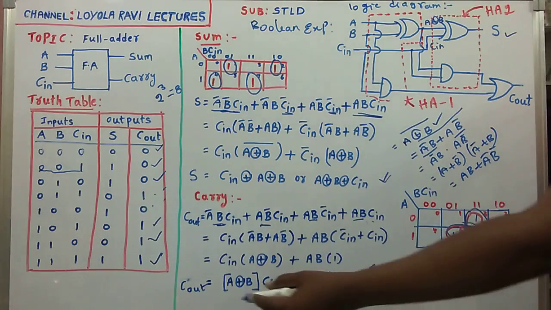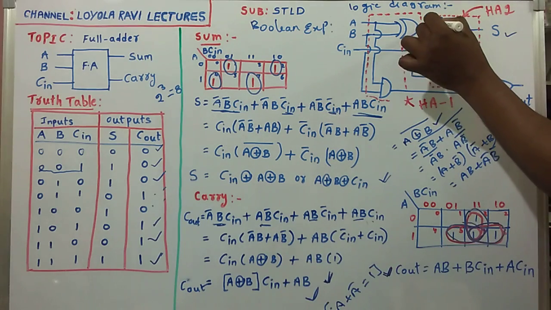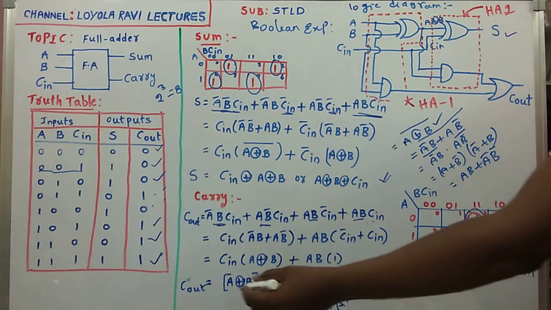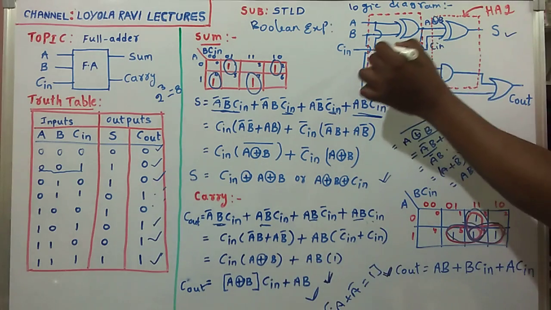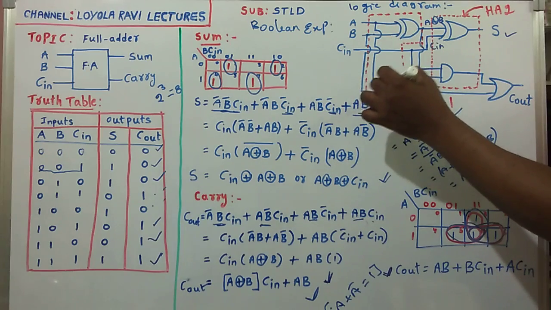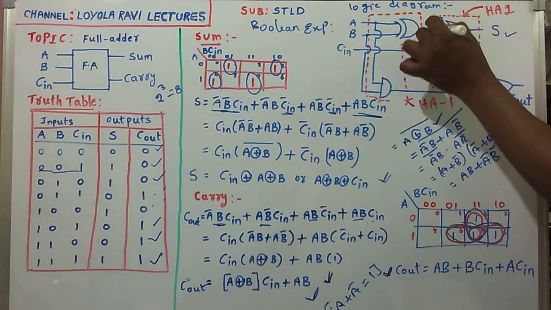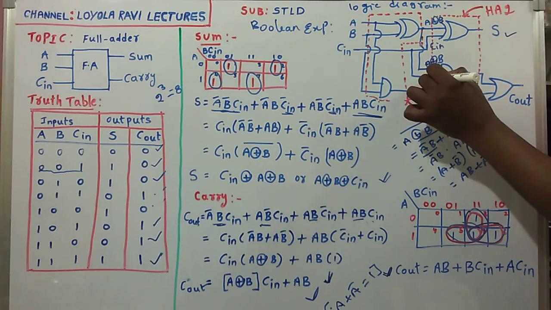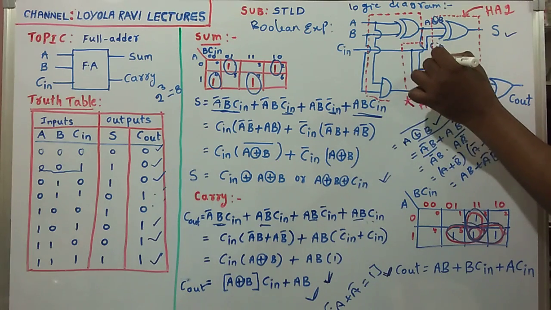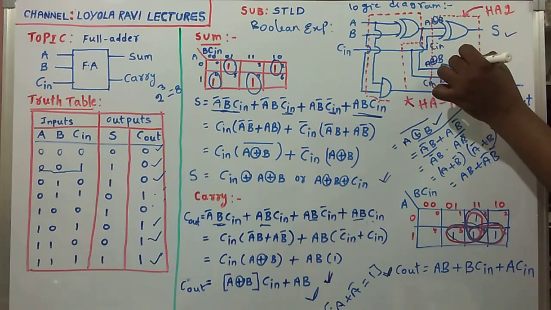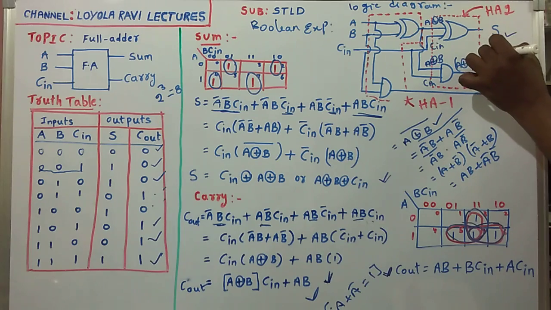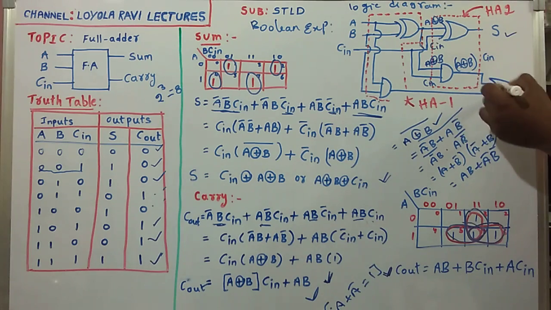Then what is the carry? A XOR B into C in plus AB. A XOR B we already have here, so A XOR B into C in means one AND gate. I am taking an AND gate, and AB here. So A XOR B, you can clearly observe, and this is C in. A XOR B into C in, AND gate. Here the output is A XOR B into C in. Here we have an OR gate.